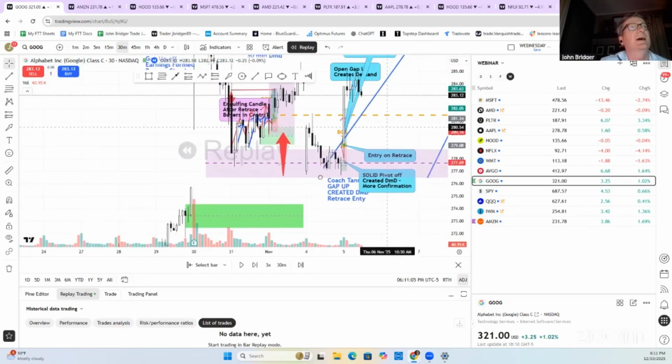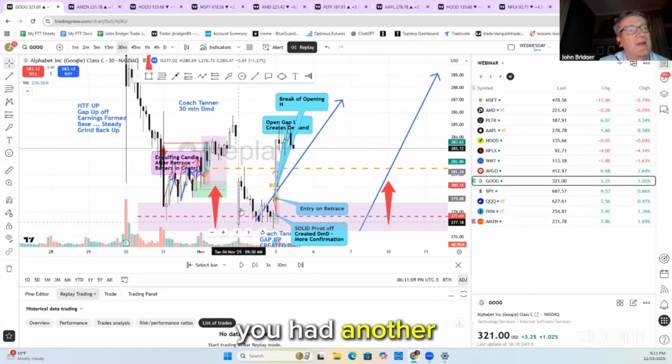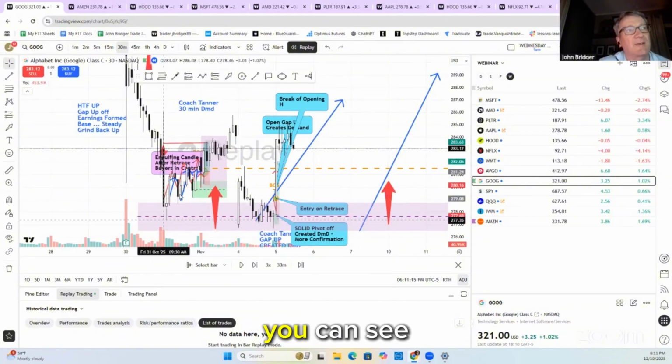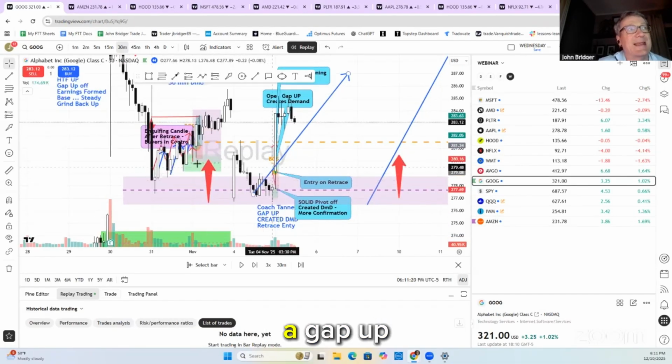We're at this, again, this pivot, right? Where you had this move happen. You had another move happen. This is like the prior day, right? Off of this location. This is what I call, you can see this strong move happened here. It happened here. So what we got is a gap up.